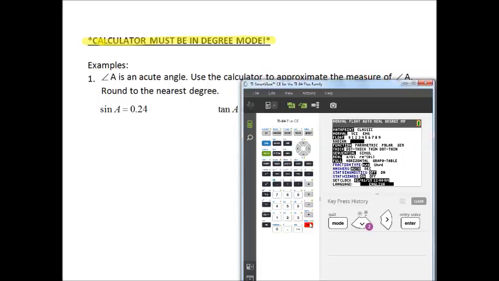You should probably write those keystrokes that you need in order to make the calculator turn into degree mode somewhere on the left margin of your notes page. Again, you go into mode, then down 4 where you have radian and degree, make sure you go on degree and enter so it's highlighted. Okay, now our calculator is ready to go.